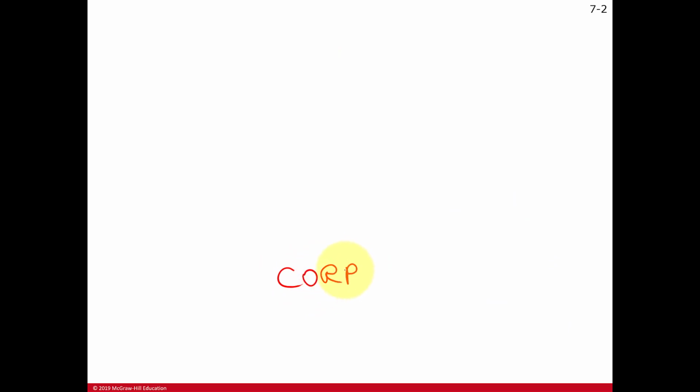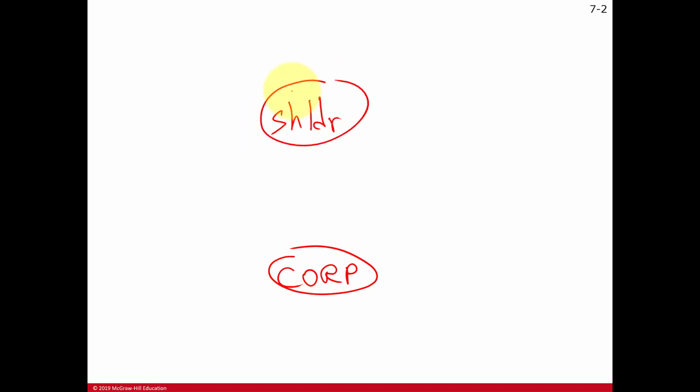So let's have our corporation down here. And of course, we have to have at least one shareholder, could be more, could be thousands. And when the corporation distributes money or other property to the shareholder, that's called a distribution.